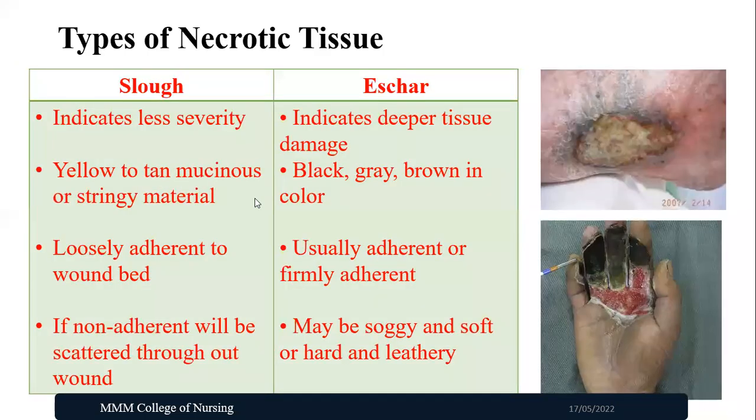Next, we will see the difference between slough and eschar. Slough indicates less severity: yellow or tan mucinous or stringy material, loosely adherent to the wound bed. If non-adherent, it will be scattered through the wound. This is the slough. Whereas eschar indicates deeper tissue damage, and appears black, gray, or brown in color. It is usually firmly adherent, may be soggy or soft, and sometimes it may be hard and look like leathery tissue.